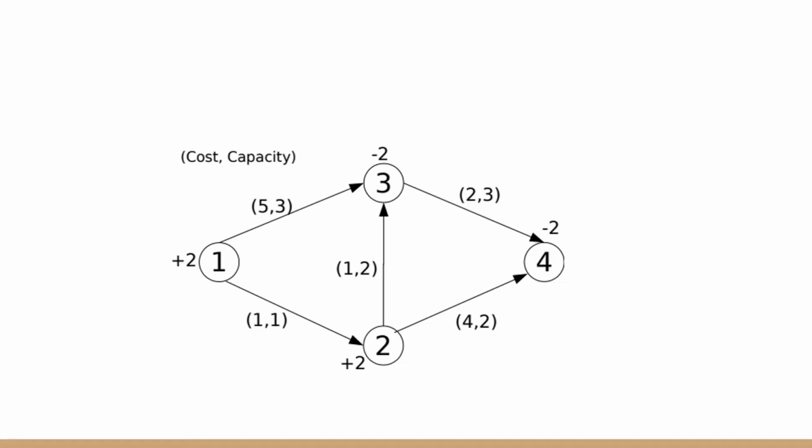Note that the plus 2 and plus 2 on vertex 1 and vertex 2 mean they are the source nodes, and the minus 2 on 3 and the minus 2 on 4 mean they are sink nodes. So node 1 can transfer 2, and node 3 can consume 2. Also node 4 can consume 2.